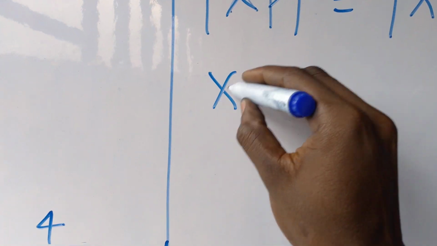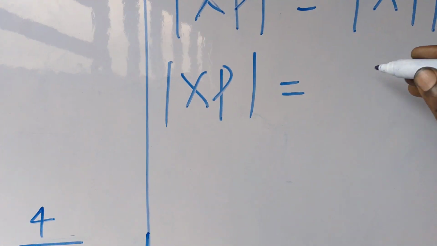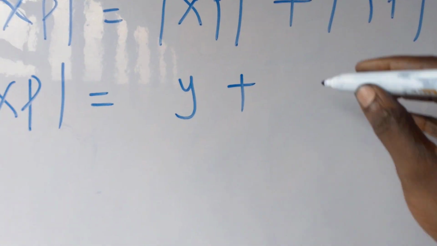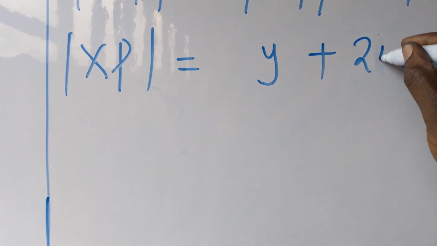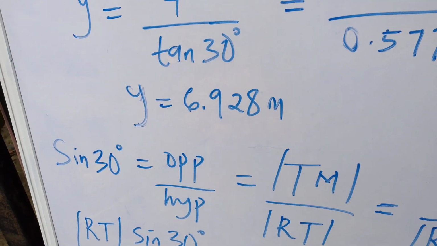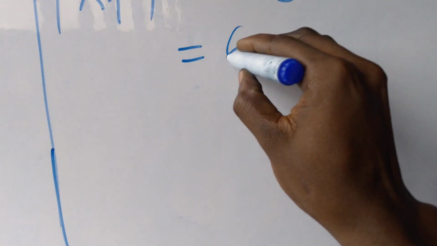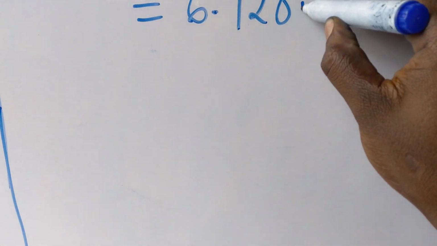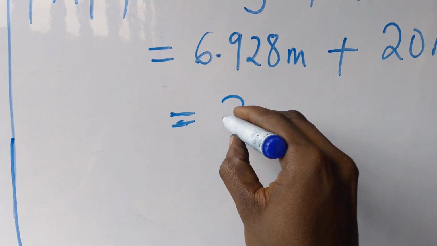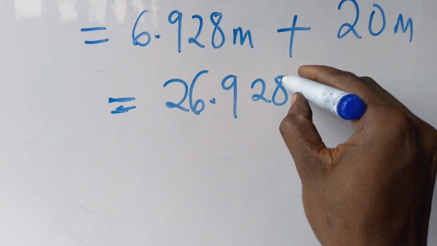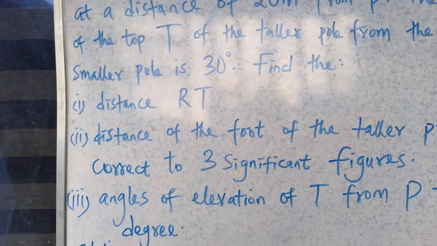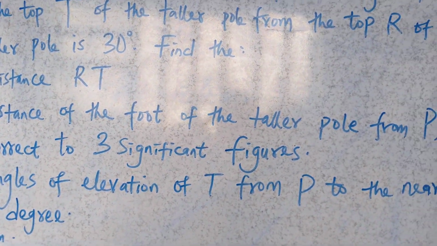Distance XP will be equal to XY, which is small y, plus 20 meters. We obtained small y as 6.928. So this is 6.928 meters plus 20 meters, and that gives us 26.928 meters. They say we should give that to 3 significant figures.